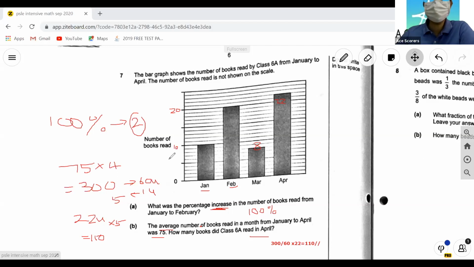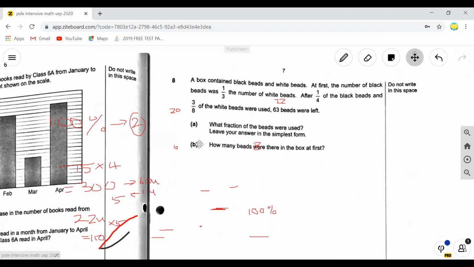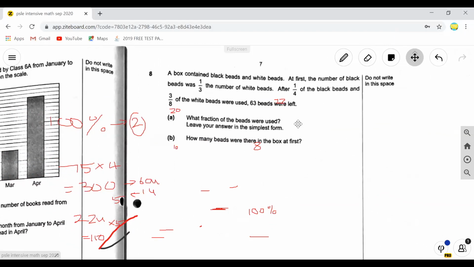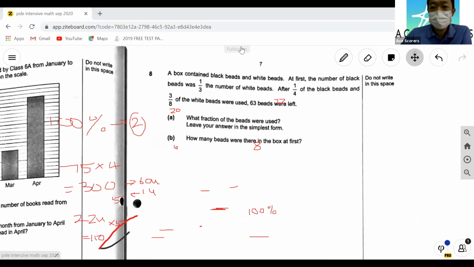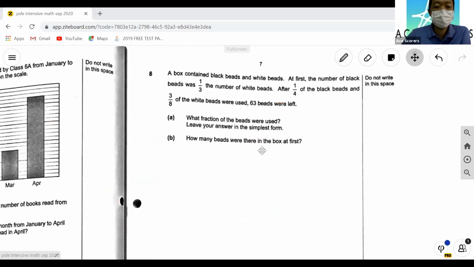Easy. Next one. I'm trying to go through as much as possible. I don't think I'll be able to do everything, but we try to go through a few, just to show you that it's about your fundamental stuff. The last question? Why not do the last question? That one is heuristic. Wait, okay, now look at this.